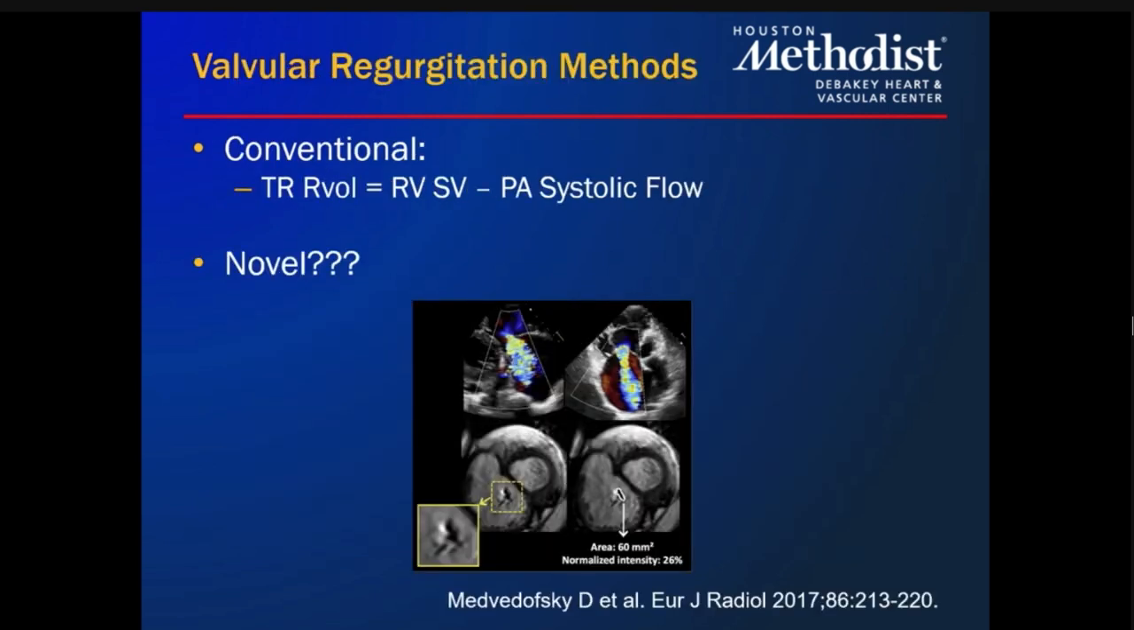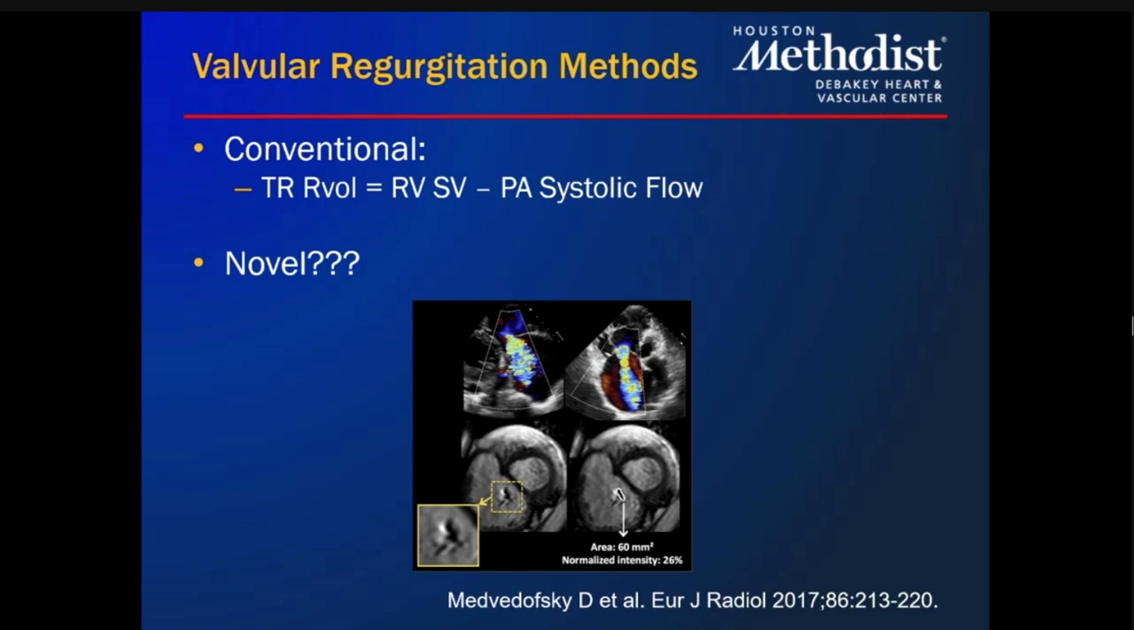Now, when it comes to valvular regurgitation, we do the method of quantifying the RV EDV, ESV, to get the stroke volume. We then get the PA systolic flow, and we get the TR regurgitation volume from that. So it's very similar, identical to the way that we do it for MR. And the reason we choose to do it this way, as opposed to any kind of direct method on the tricuspid valve, remember I said phase contrast, we had to set the plane perpendicular to the blood flow. The tricuspid valve is moving in and out. It has some apical descent when the RV is contracting.